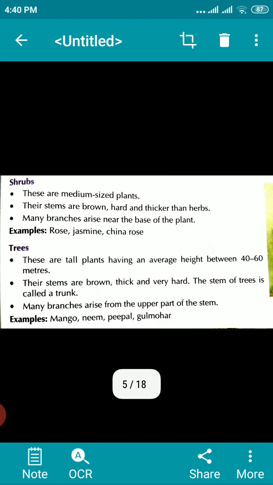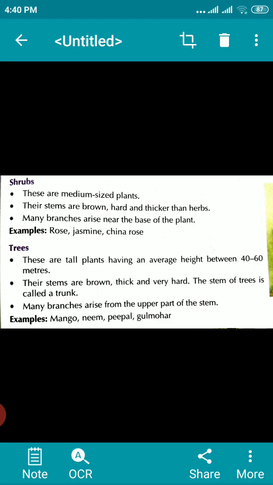Now you see shrubs. The shrubs, they are medium-sized plants. Their stems are brown, hard and thicker than the herbs. Many branches arise near the base of the plant. Example, rose, jasmine, China rose.